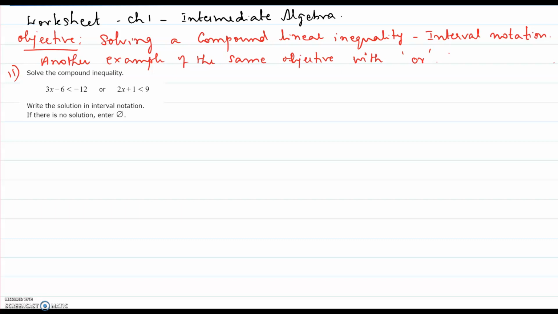Hi, in this video, I will be showing you problem number 11 from the worksheet for chapter 1 for the Intermediate Algebra class. This is another example for the objective that we already covered. The previous problem was connected by the compound statement and this problem is an example for the compound statement or. So two inequalities connected by the compound statement or.